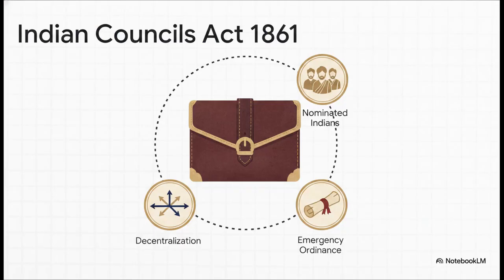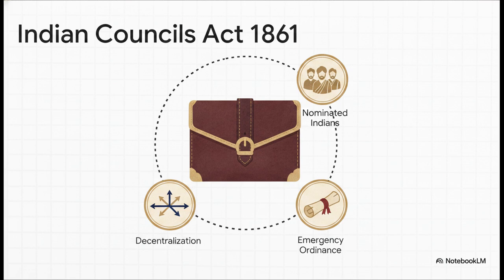Seeking a bit more cooperation after the 1857 revolt, we get the Indian Councils Act of 1861, which made a tiny beginning in representative institutions. Viceroy Lord Canning nominated 3 Indians, the Raja of Benares, the Maharaja of Patiala, and Sir Dinkar Rao, to his legislative council. It also initiated a trend of decentralization by returning legislative powers to Bombay and Madras, and established new legislative councils for Bengal, the northwestern provinces, and Punjab.